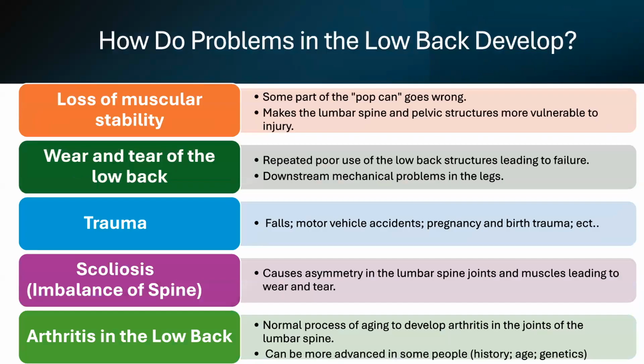So how do problems develop? We've talked about this a little bit. So we can basically lose that muscular stability for whatever reason. So some part of the pop can, quote unquote, go wrong. And this can make the lumbar spine structures, those discs, those facet joints, more vulnerable. We can just have general wear and tear of the low back, right?